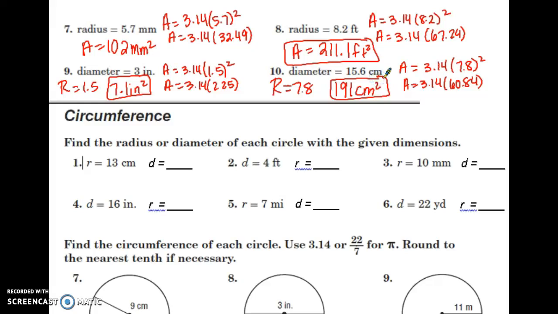All right, for the next one, it says find the radius or diameter of each circle. So you're not finding circumference, you're not finding area, you're just given either the diameter or the radius, just so you can see that relationship. If the radius is 13, then the diameter, you're going to double that to get 26. If the diameter is 4, then you're going to cut that in half to get that the radius is 2. If the radius is 10, double that to get the diameter is 20. And make sure you put your units.